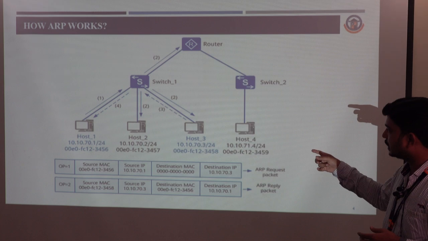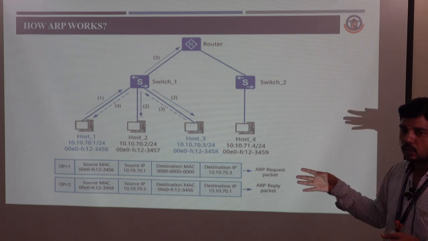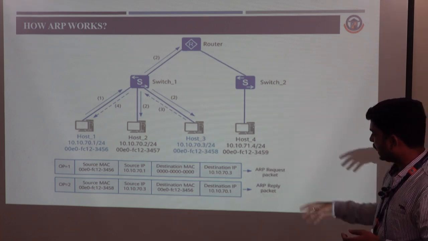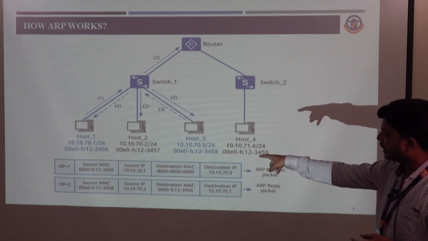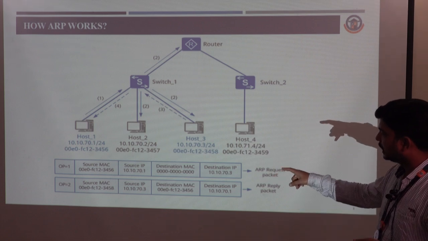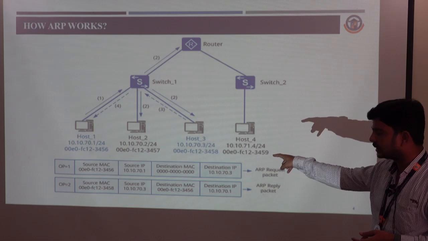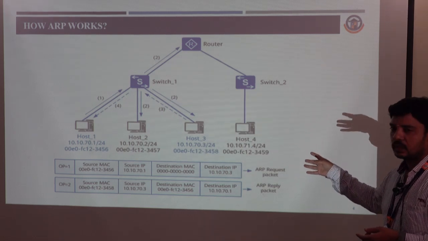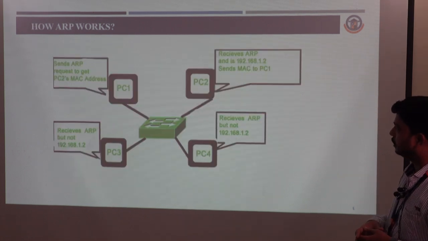Once the reply is generated from the host 3 computer, it is stored in an ARP cache table. A sample ARP cache table is shown here. It contains the source MAC address, source IP address, destination MAC address and destination IP address. If we don't have the destination MAC address, we can get it with the help of the ARP request packet. So this is the working procedure of ARP.